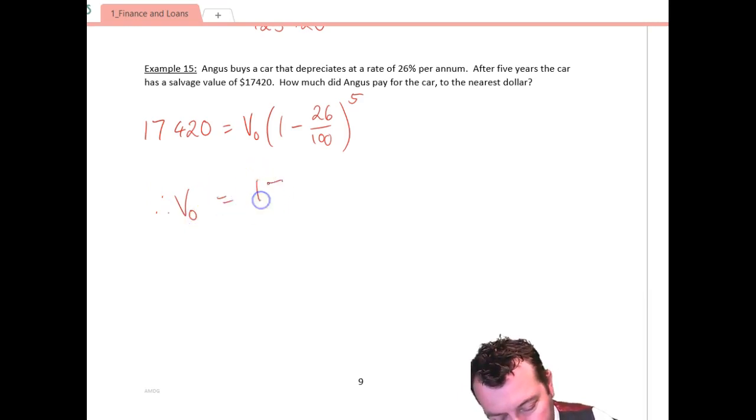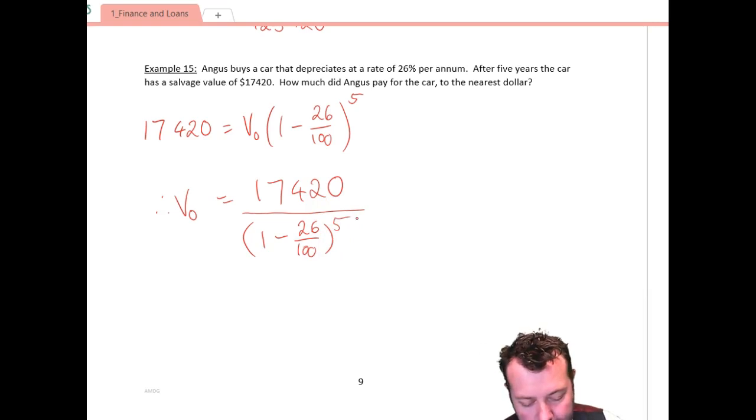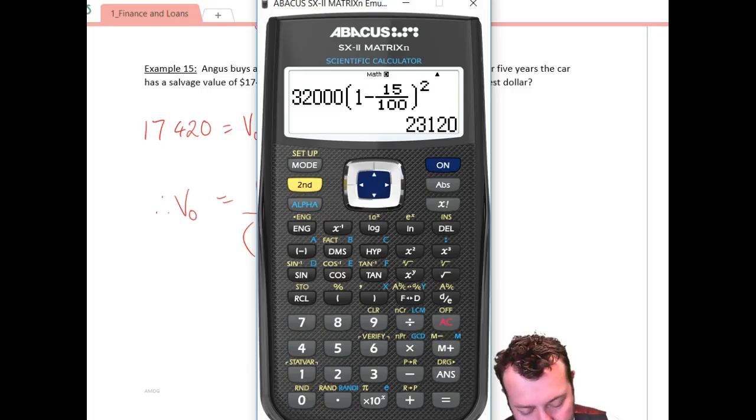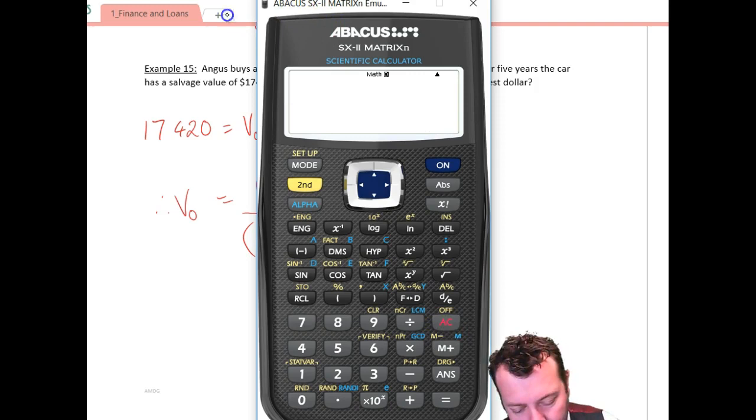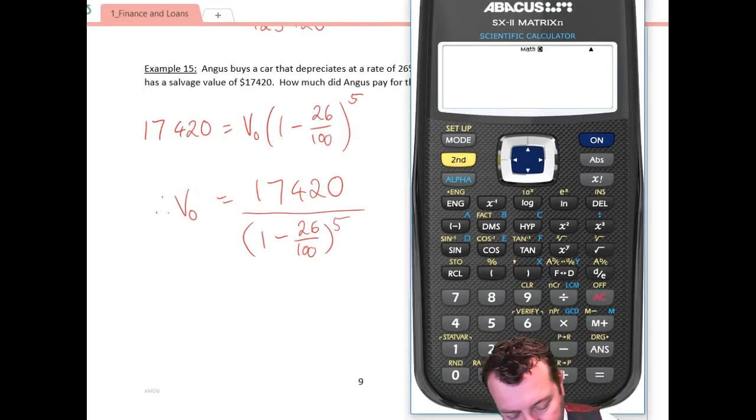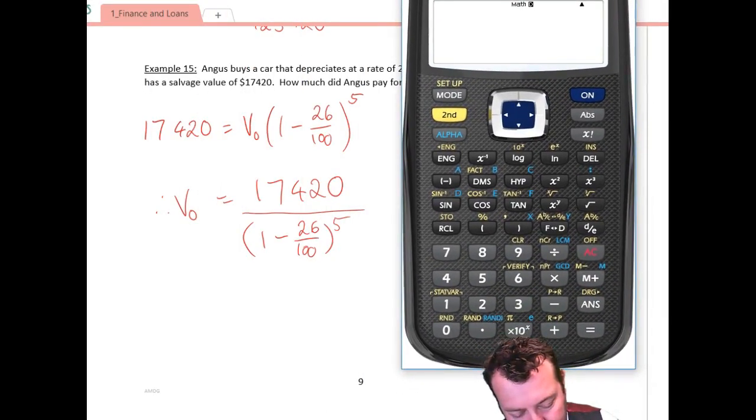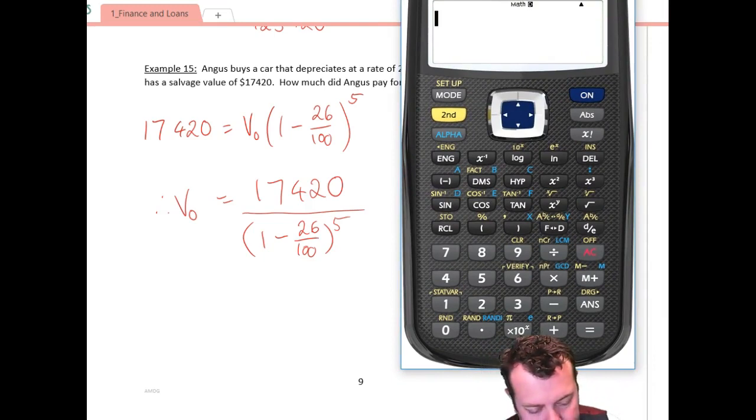V0 equals 17,420 over, bracket, 1 minus 26 over 100, to the power of 5. Right, now the calculator is going to work it out for me. I'm looking for an answer that's a bit more than 17,420. In fact, a pretty good bit more than that. We should be able to type that in so it appears very much like we've written down there. So let's give that a go.